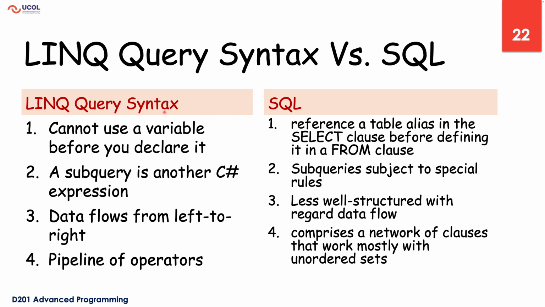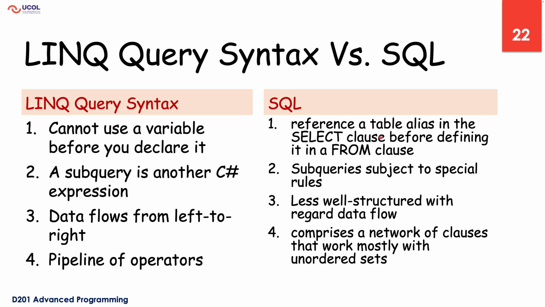In the LINQ query syntax, you cannot use a variable before you declare it. A subquery is another C# expression. We can have a query within the query, and that is called a subquery. That is also a separate expression in C#. Data flows from left to right. It always starts from the outermost and goes to the right side. It is a pipeline of operators: we have operators and we apply them in a pipe, in a chain.